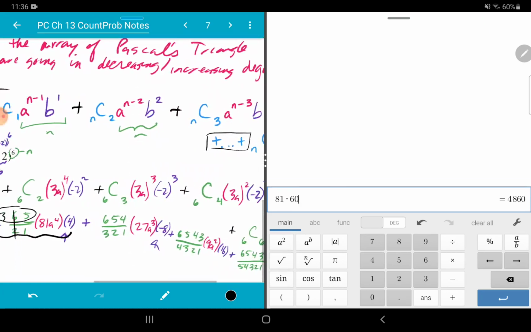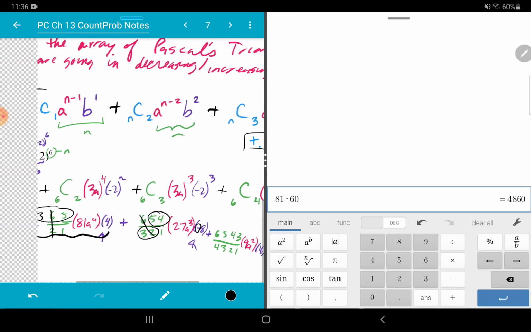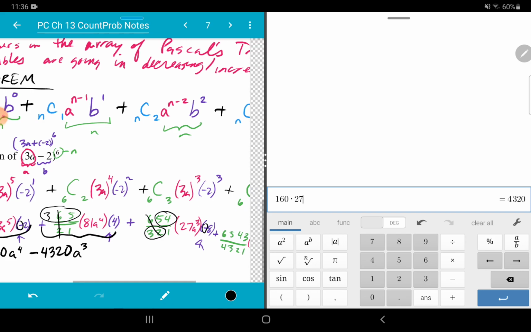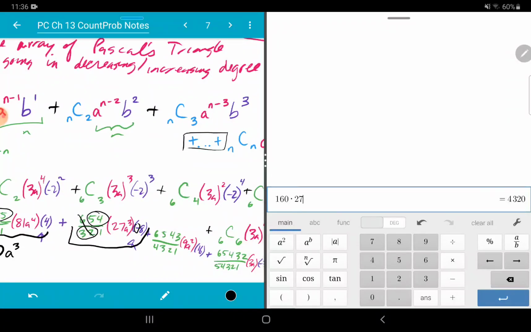As we move on along, 3 times 2 gives us 6. So 6 will cancel. 5 times 4 gives us 20. 20 times 8 is 160. Oh, I do notice there's a negative there. So this is actually going to be a minus sign. Negative 160 times 27. That's going to give us 4,320. So minus 4,320 a to the 3rd power. There it is. And now we're going on to the next set of terms.